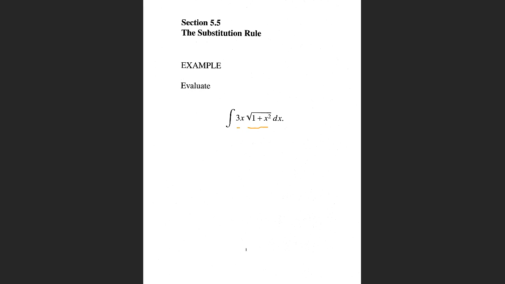Okay, so when we look at this problem, the antiderivative of 3x times the square root of 1 plus x squared, offhand, is not an easy antiderivative. So what we want to do is convert this integral with respect to x into an integral with respect to a different variable. We want to make what's called a substitution. The question is, what kind of substitution do we make?